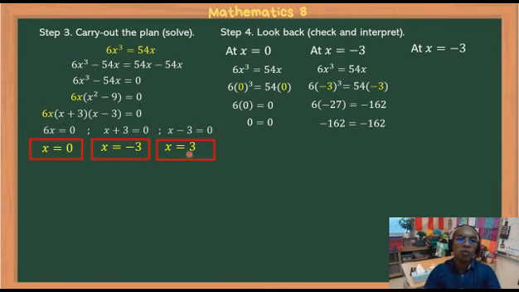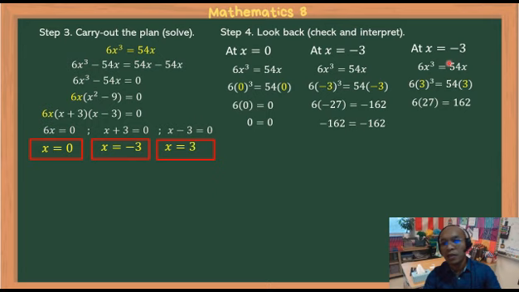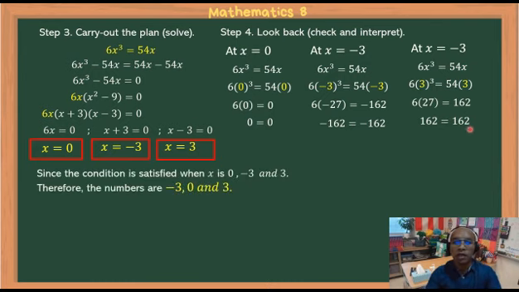Lastly, if x is equal to positive 3. So again, 6 raised to positive 3, the cube, then 54 times positive 3. So 3 times 3 is positive 9, times positive 3 is positive 27. Then 54 times positive 3 is positive 162. Similarly, 6 times 27 is 162. We just copy 162. And again, both sides are equal.